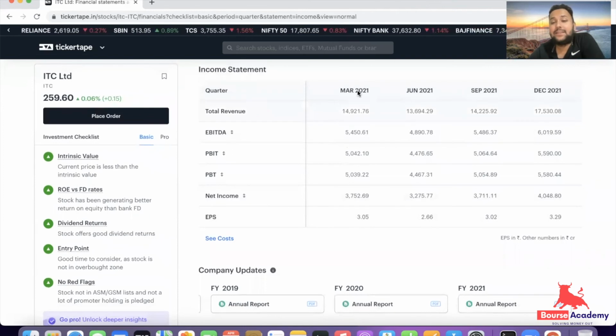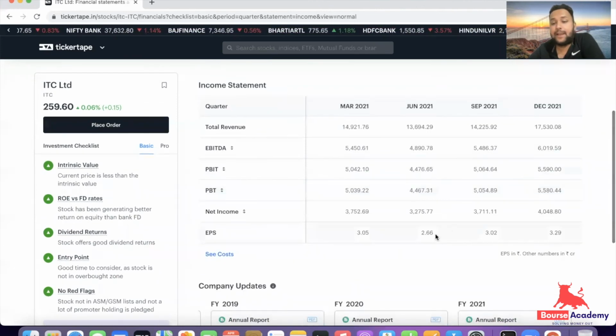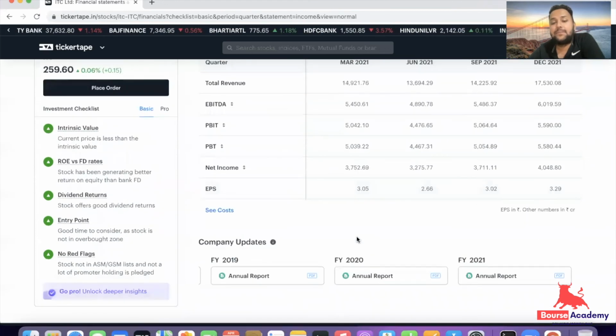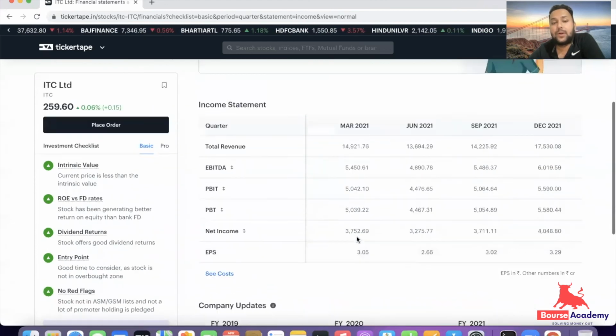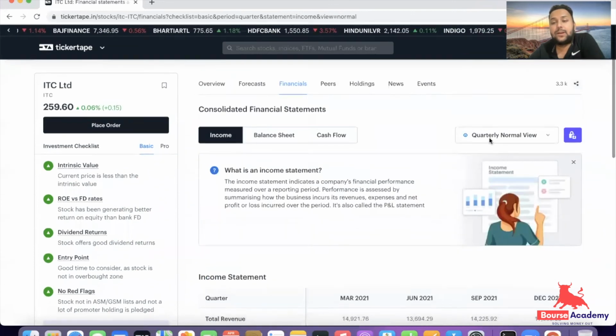You can clearly see from March till December the company has been doing an excellent performance with respect to its revenue, with respect to its EBITDA, and also it is showing a significant jump in its net income. The net income of ITC has jumped from 3,700 crore to almost 4,000 crore. So this is clearly showing us a jump of around 10% in the net profit, and finally EPS is also jumping. So that is clearly giving us the guideline कि बहुत some good events are happening in the stock. So this is with respect to the quarterly analysis.